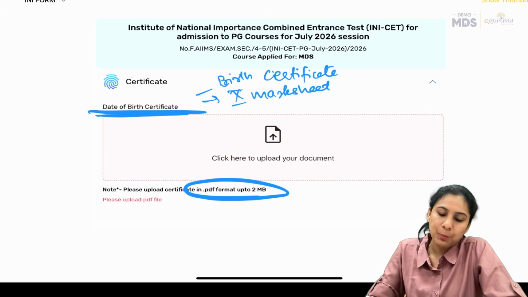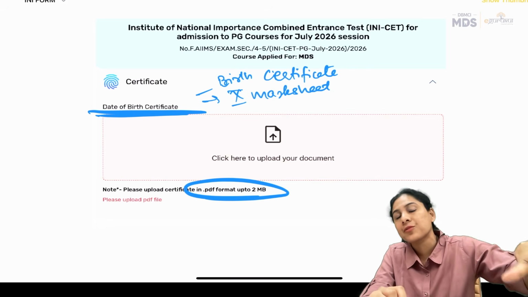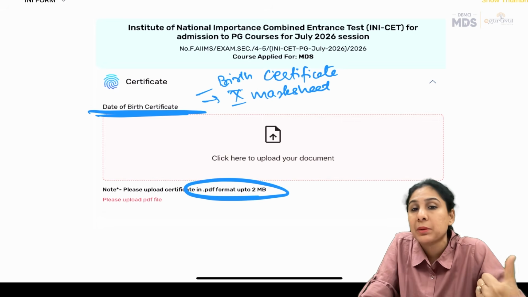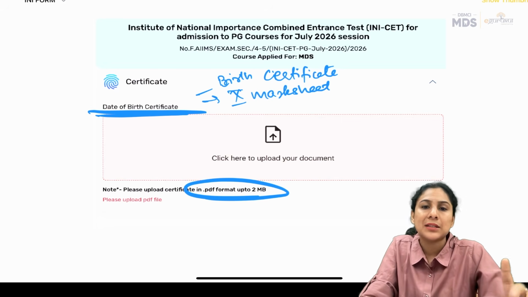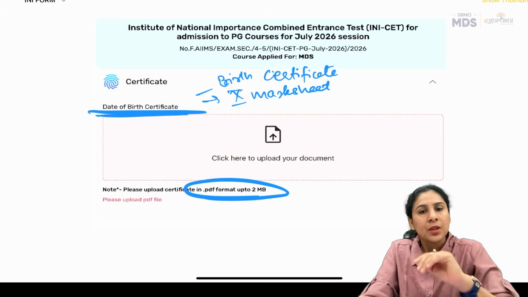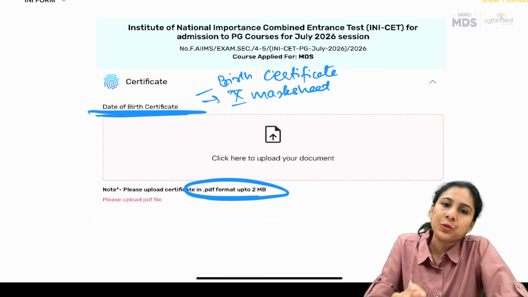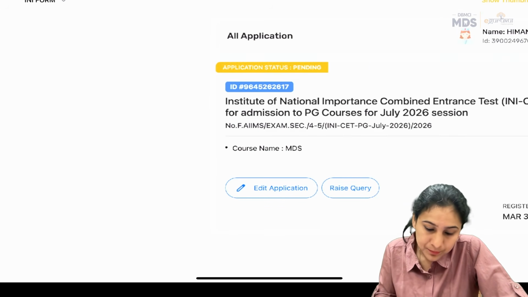After that, you have to upload your photo, your signature, and your left hand thumbprint. Same as you have used in NEET, same you can use here. All right. No photo will be clicked. Just upload that photo and things will be over.